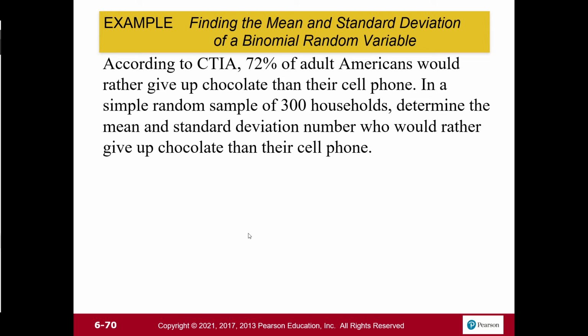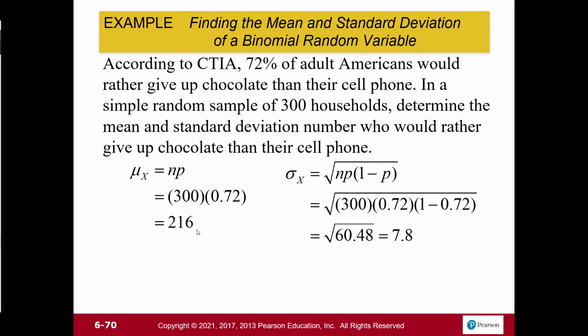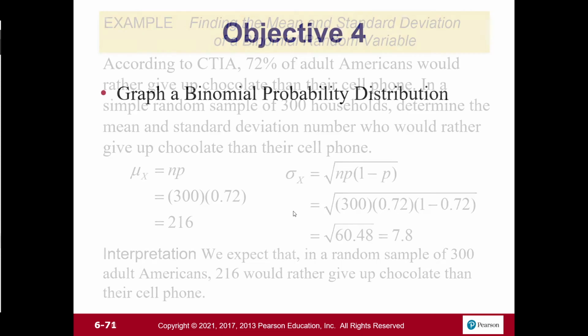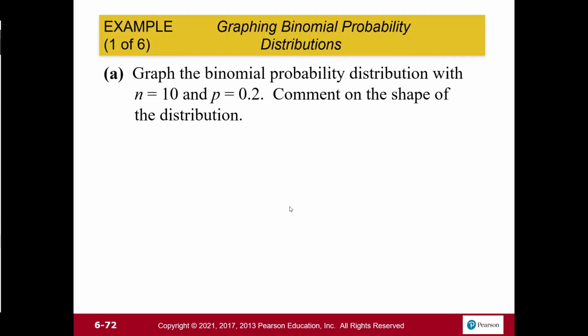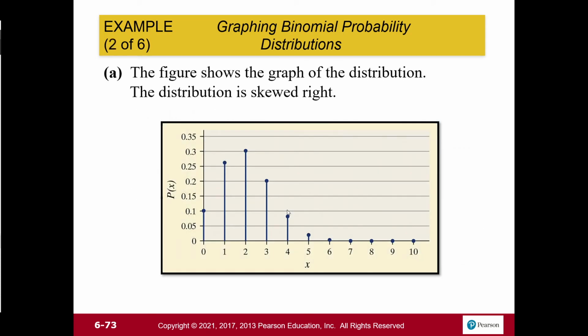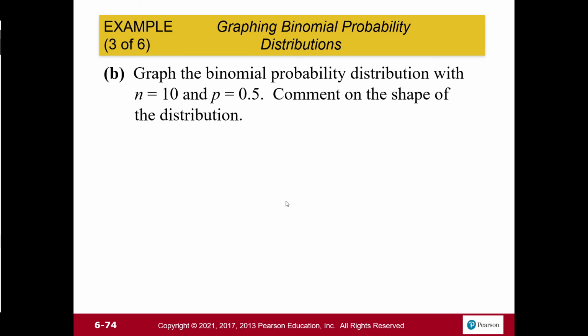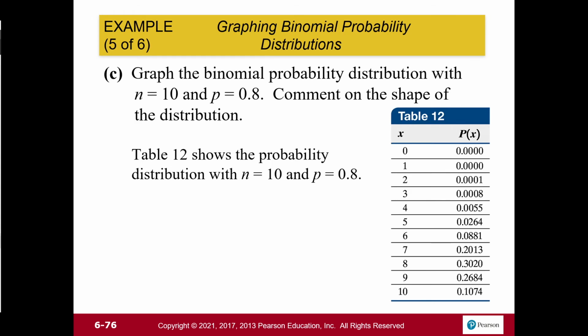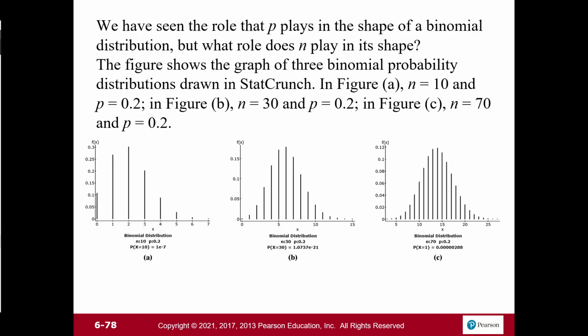So here we calculate the mean to be 0.72 times 300, which is 216. We would calculate the standard deviation as 7.8. We can also graph the binomial distributions. There we go. We can see if they're skewed or not.